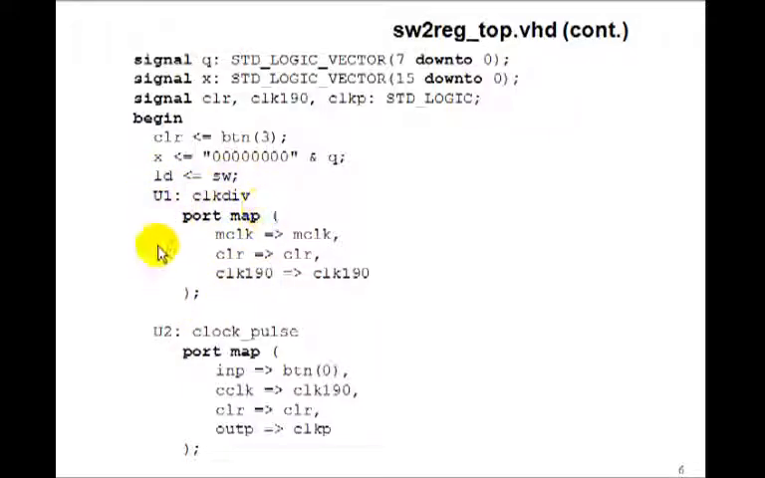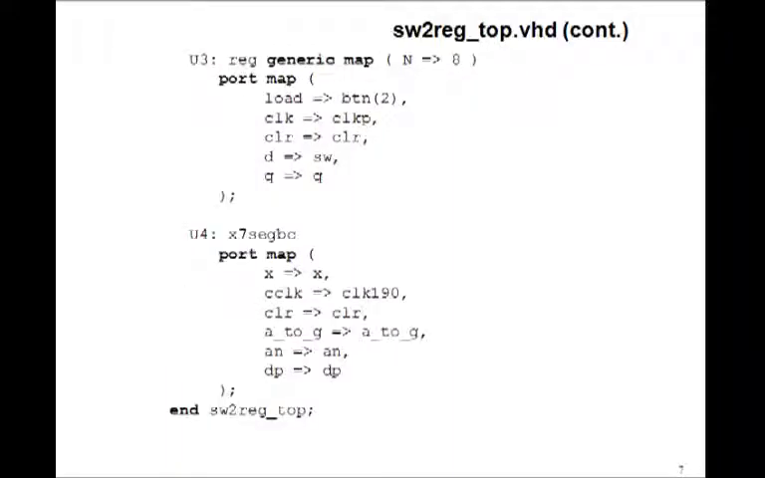Here's our port map for clock div. Just connect the M clocks. The output's going to be clock 190. Here's the port map for clock pulse. Button 0 is going to be the input. C clock is our low frequency clock 190. And the output's clock P.